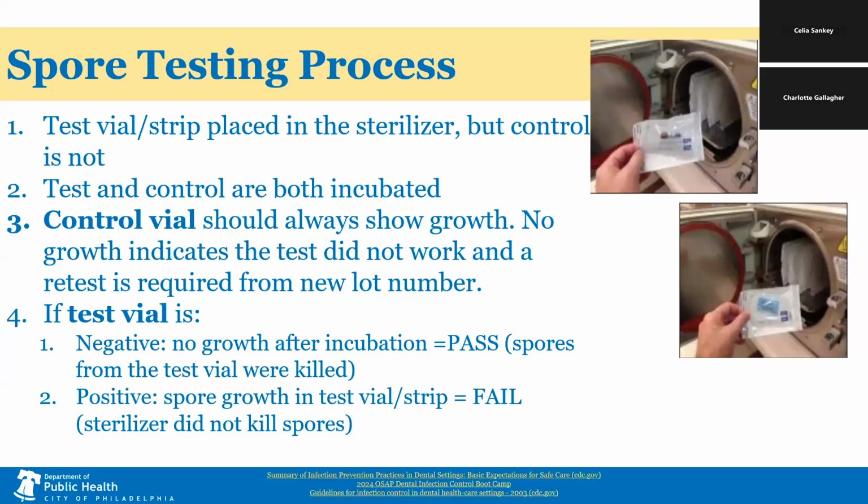If growth doesn't occur on the control vial, the entire test fails. Please get a new test from a new box with a new lot number and repeat the test. Again, no growth on the test vial indicates a passing score for the sterilizer. Growth on the test vial indicates a failed sterilizer because it did not kill the heat-resistant bacterial spore.